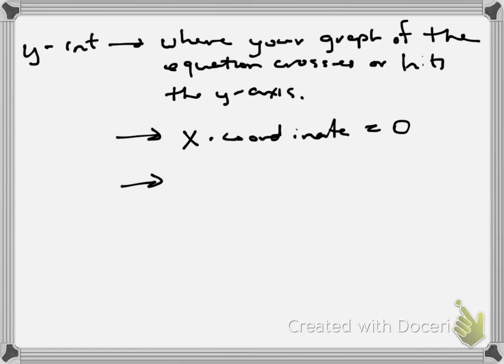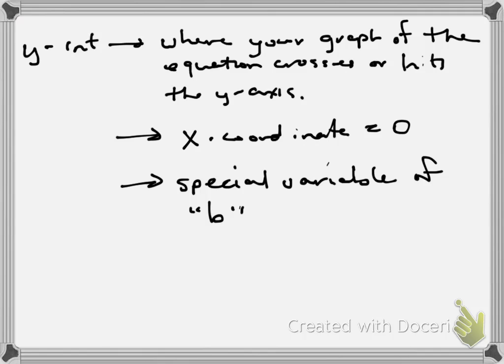Okay, it's in slope-intercept form. You're on the right track. What is it? B. It's b. There you go. It's got a special variable. So we've got the special variable b.